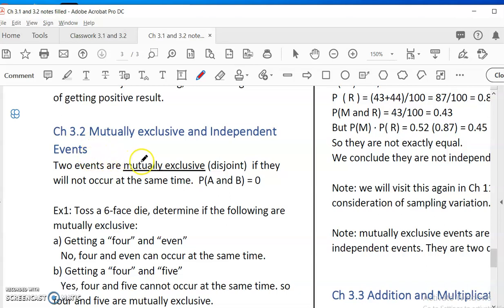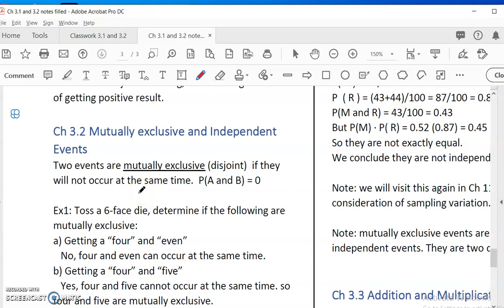Mutually exclusive talks about two events, whether they happen together or one after the other. They are mutually exclusive if they will not happen at the same time. So if the probability of A and B, they cannot happen at the same time, that's 0. You run into this when we throw a die. Can I have the outcome being 1 and 2? Not possible. So 1 and 2 are mutually exclusive if you throw a die.